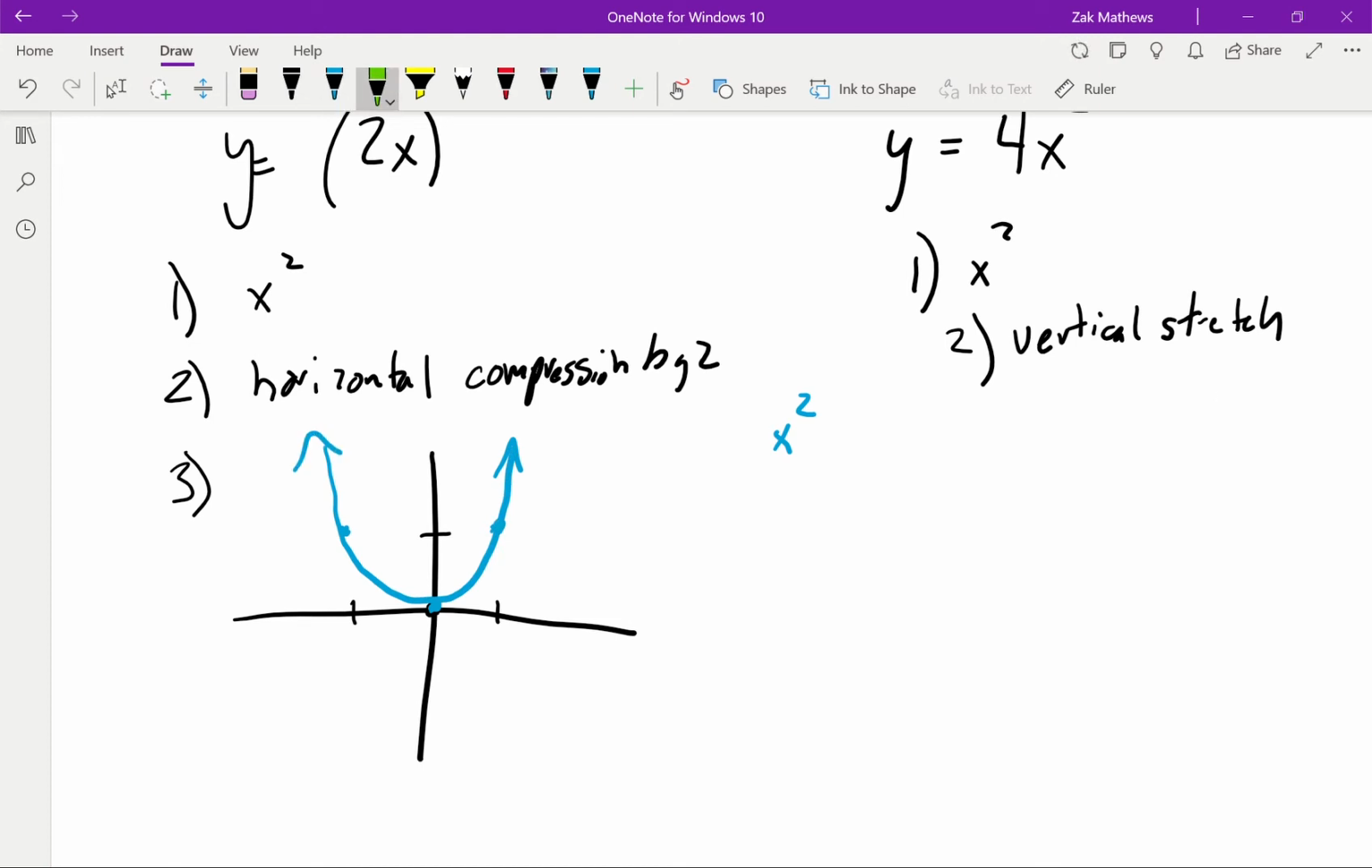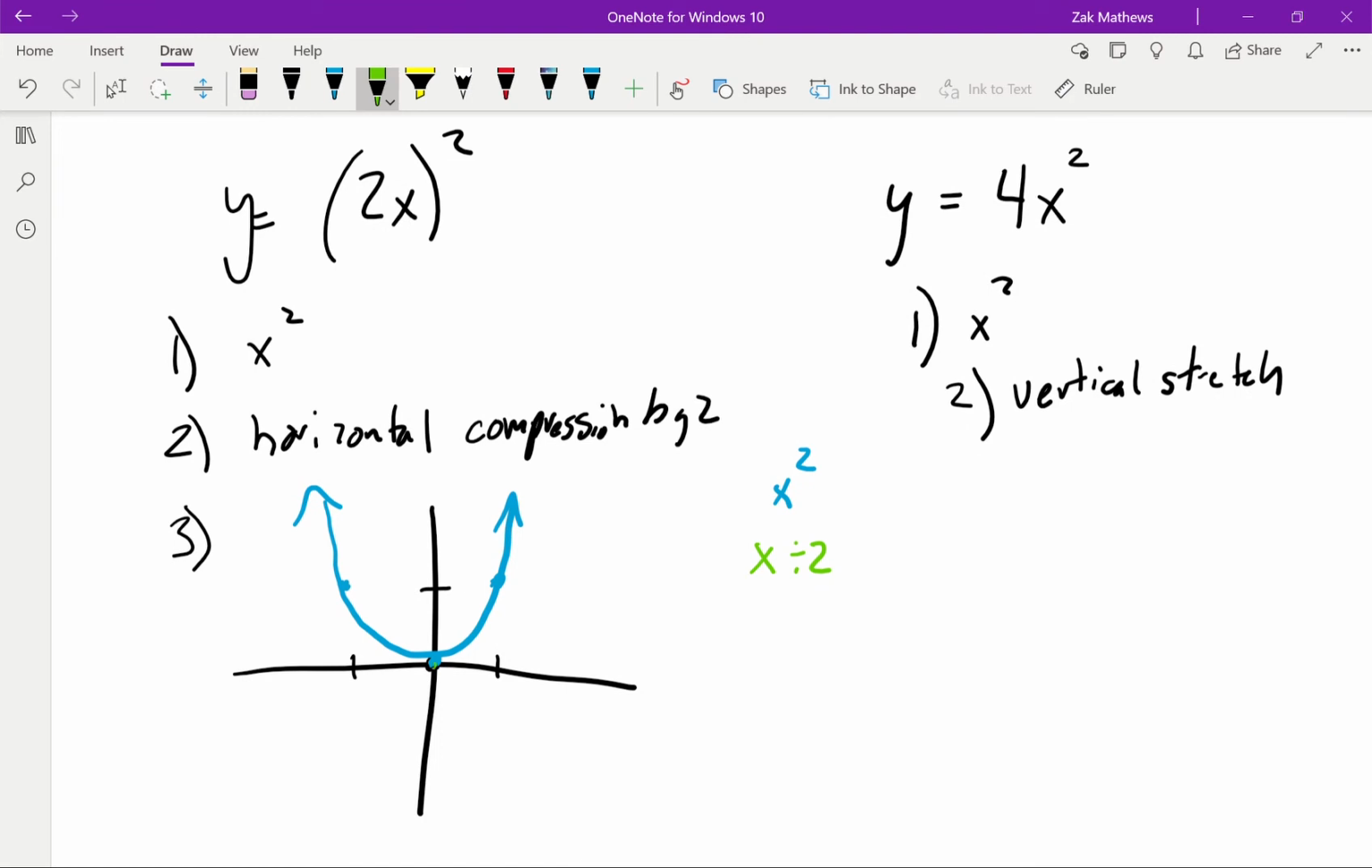And then if I horizontally compress it by 2, that means I'm taking my x's and I'm dividing by 2. Remember, we do exactly the opposite of what it says. It says 2x, we're dividing by 2. So 0 divided by 2 stays 0. But then 1 divided by 2 is 1/2. Negative 1 divided by 2 is negative 1/2. So we end up with this graph right here.